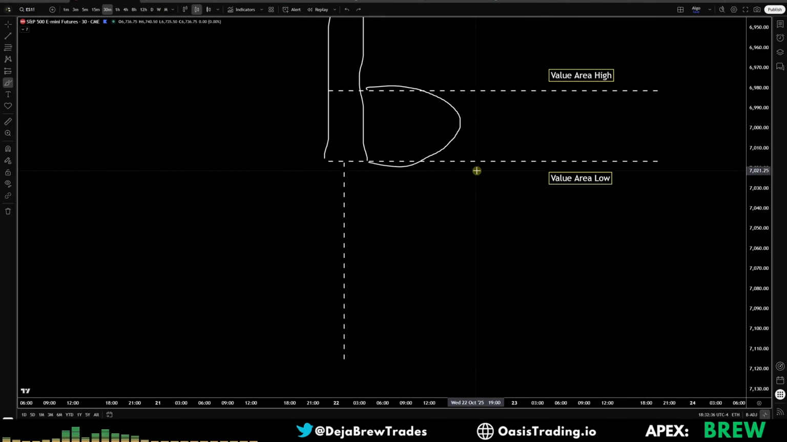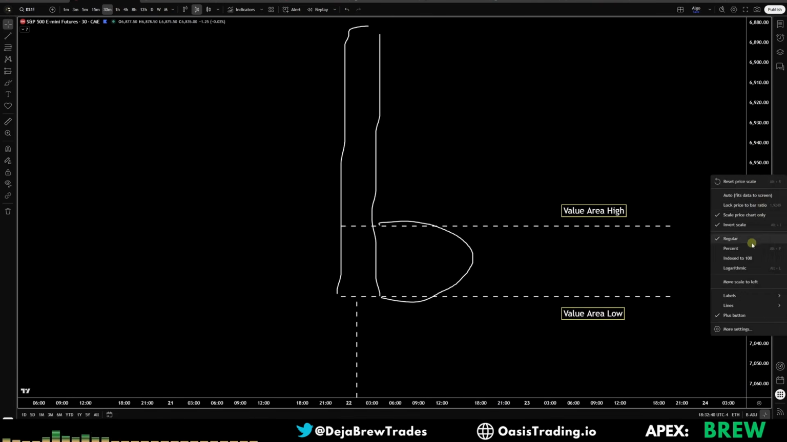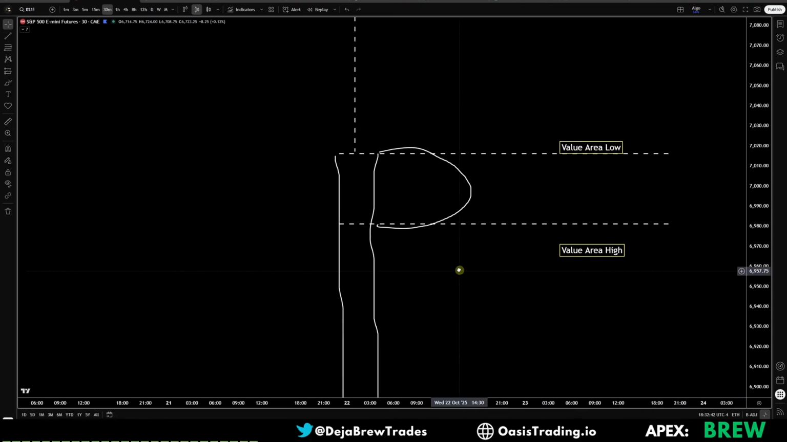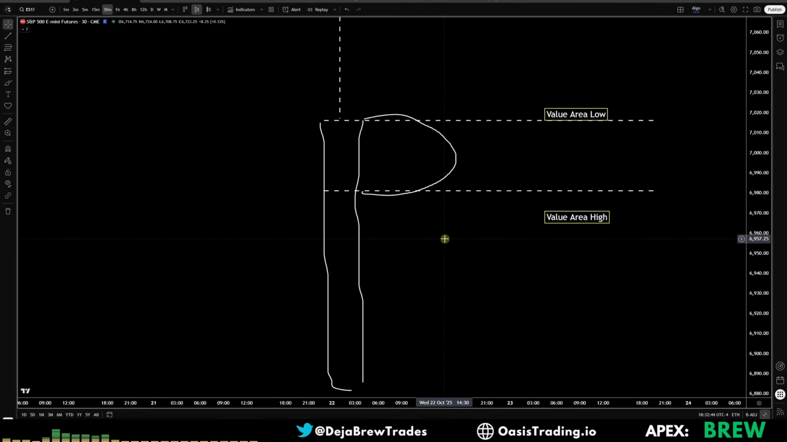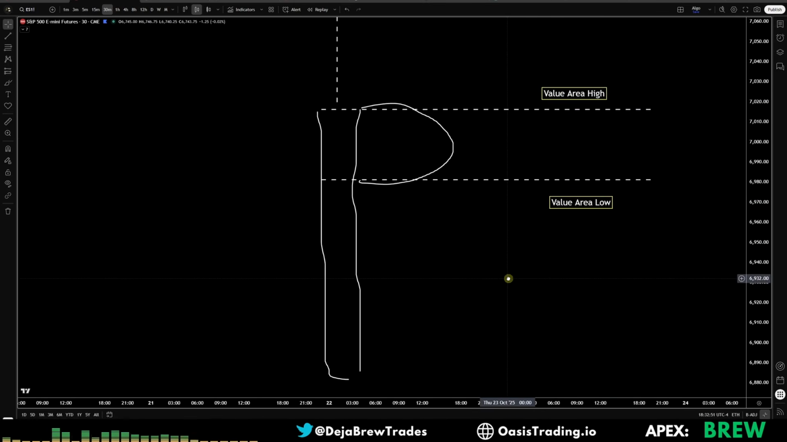Okay, now that we know how to properly trade a capital P and a lowercase b, what happens if they are not being respected? What happens if that value low of a capital P or the value high of a lowercase b is being rejected? How do we trade those? That is what I call a P-shape failure or a lowercase b failure.